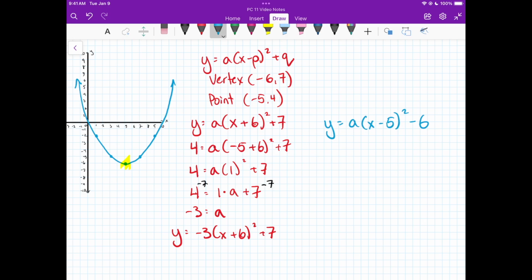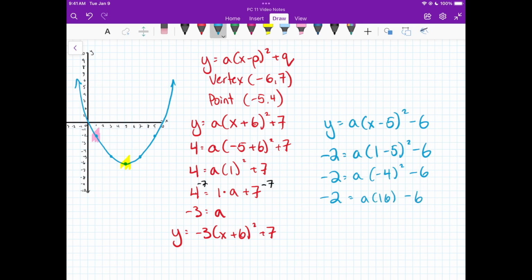Lots of points we can use. No strong preferences. I'm going to go with this point right here. It's the smallest numbers, close to 0, but it doesn't really make much of a difference. So my y value is going to be -2. My x value is going to be +1. And now I just need to simplify and solve. So 1 minus 5 is -4. And -4 squared is 16.